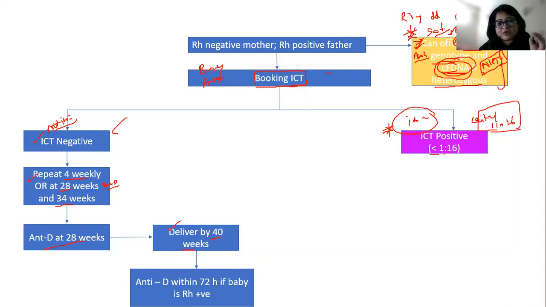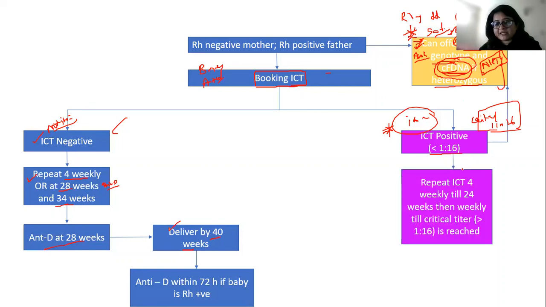So if the ICT is positive but the titer is less than 1 in 16, what do we do? We can repeat the ICT 4 weekly. Keep repeating it every month till 24 weeks, then every week till the critical titer is reached. We are basically worried about the critical titer because that is when we know the antibodies will start destroying the fetal red cells and can cause fetal anemia. So we keep repeating the ICT till the critical titer is reached.